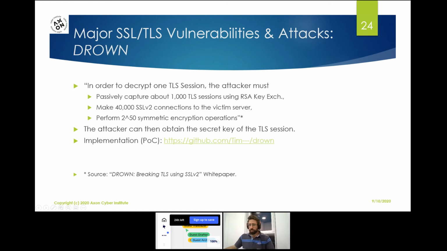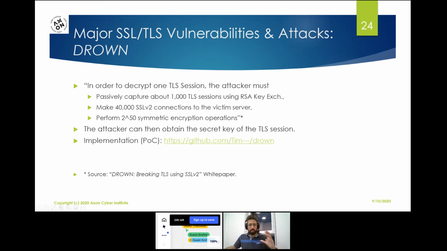And the way it's done is the following. It's much more complicated than this, but in order to decrypt a TLS session, the attacker needs to capture a minimum of 1,000 TLS sessions using RSA key exchange, and then it needs to make 40,000 SSL version 2 connections to the victim server. These 40,000 SSL version 2 connections will reveal a lot of information that will be used to break the TLS session. And then with this information, you will do 2 to the power 50 symmetric encryption operations.